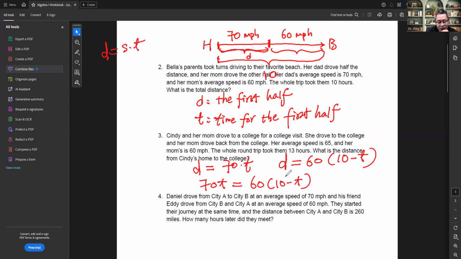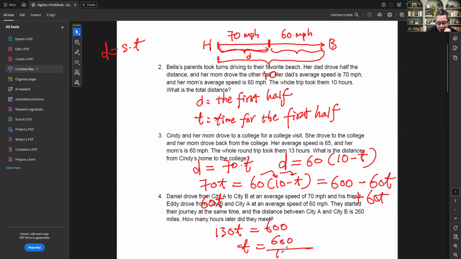Now you can see that this is very similar to our previous problem. So now we're going to distribute that. We got 600 minus 60t. Then we're going to add 60t on both sides. You can see that it's exactly the same process. So this is 130t equals 600. Therefore, t is 600 over 130, and that gives us 60 over 13. So we keep that. Then we find the distance.